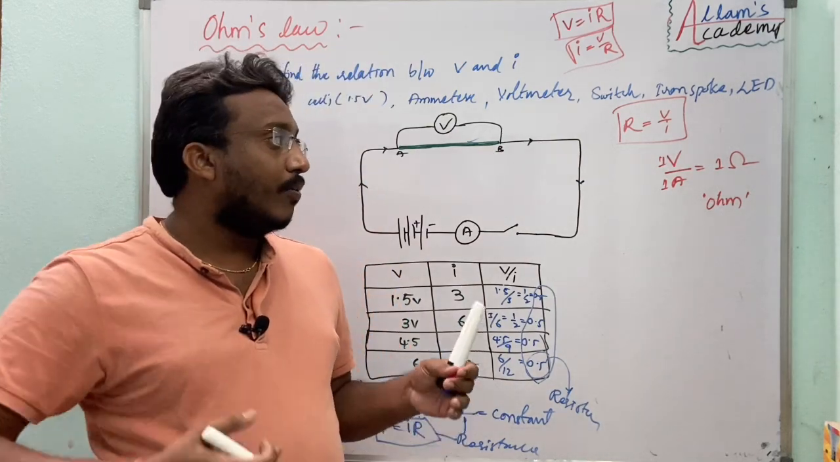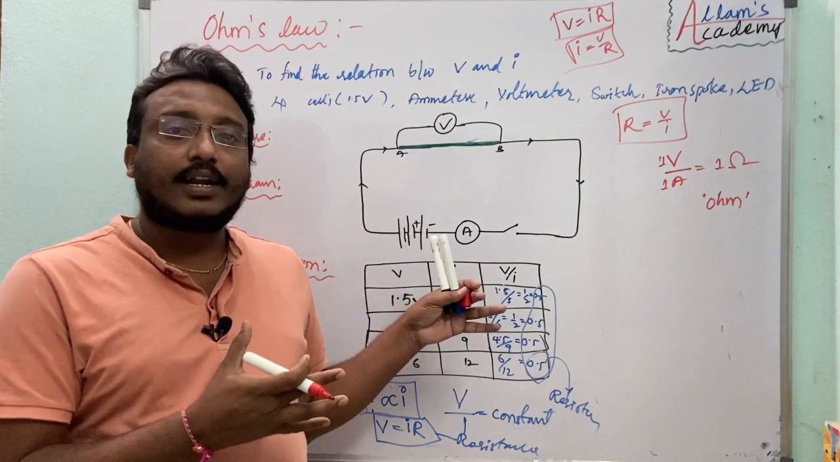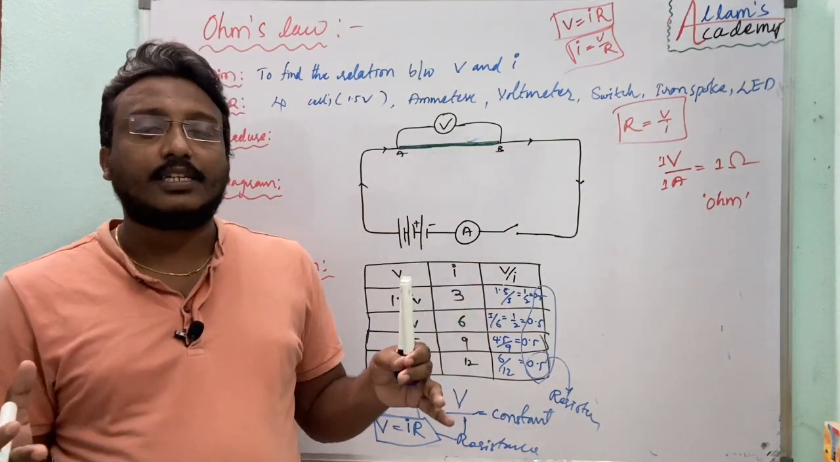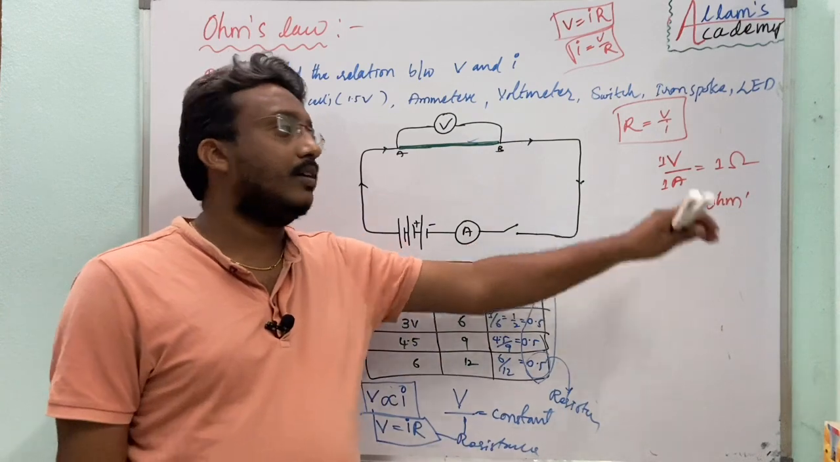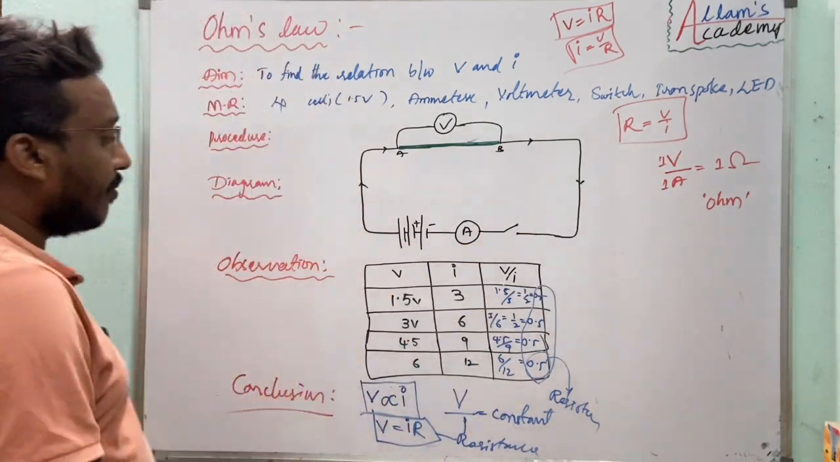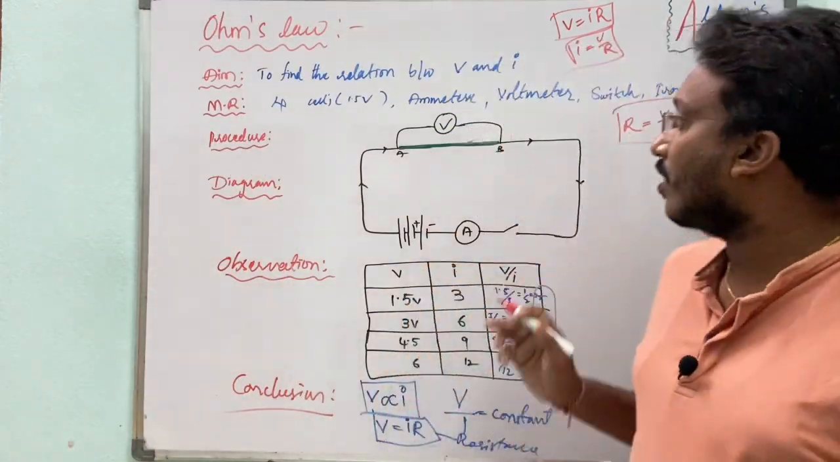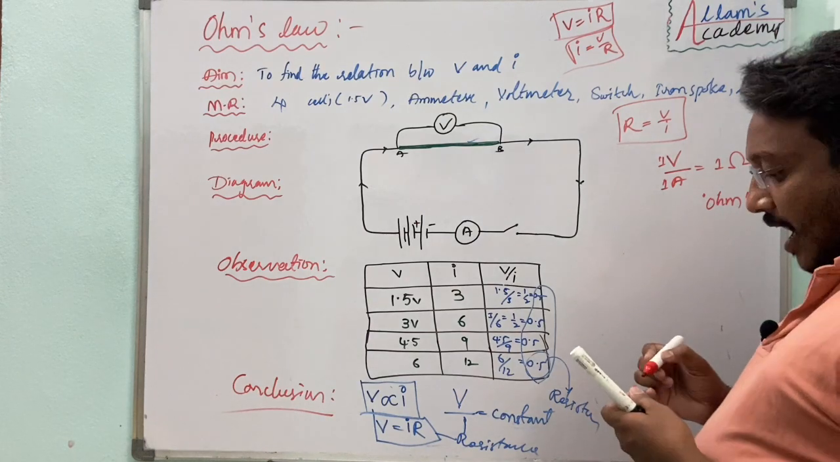Okay, 1 ohm is defined as 1 volt of potential difference per 1 ampere of current, since potential difference is directly proportional to the current. So R equal to V by I is the way we can find the resistance of a conductor.